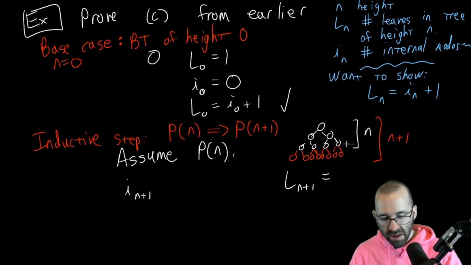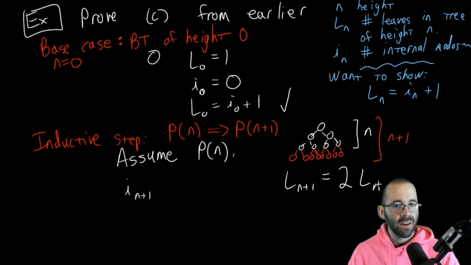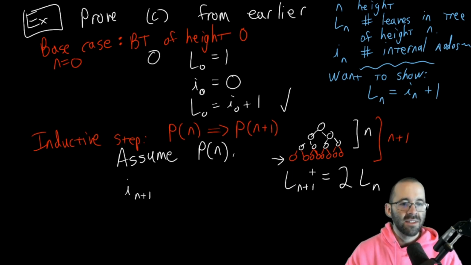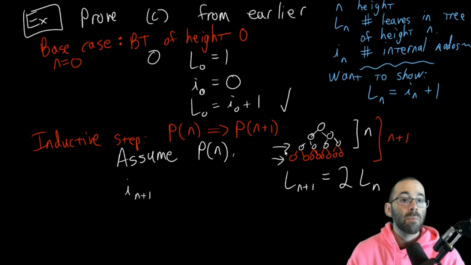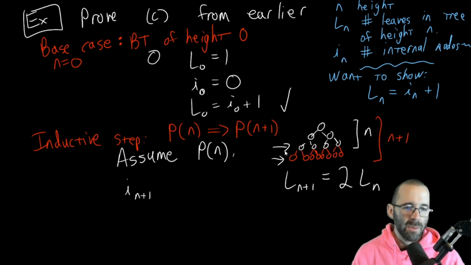So the new leaves is always just going to be some power of 2, right? 2 to the 0, 2 to the 1, 2 to the n, 2 to the n plus 1. It's essentially 2 times the number of leaves that we had before. If we think about all of these new leaves, it's just going to be double the leaves that we had before because it's a perfect tree. If it wasn't a perfect binary tree, then we wouldn't have this. But because we have it, we know this is the case.